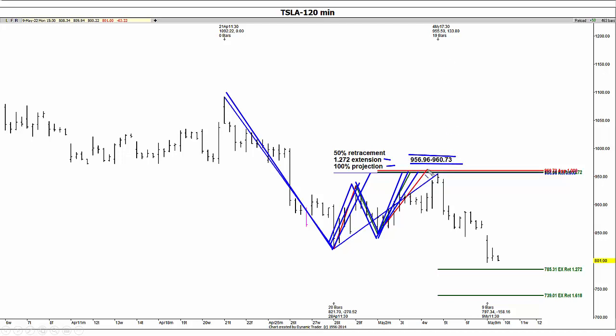We actually fell just a little bit short of it. 955.50 was the actual high. But guess what? That's close enough to look for a sell trigger and define your risk above here. And we saw a decline of $158.16 in Tesla from this resistance.